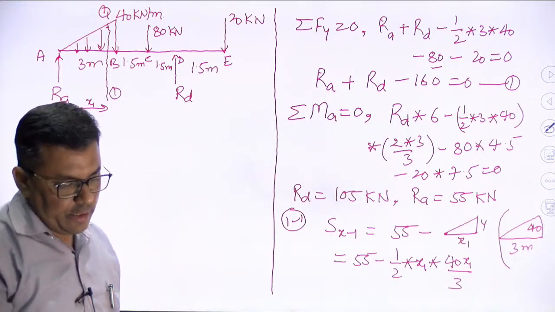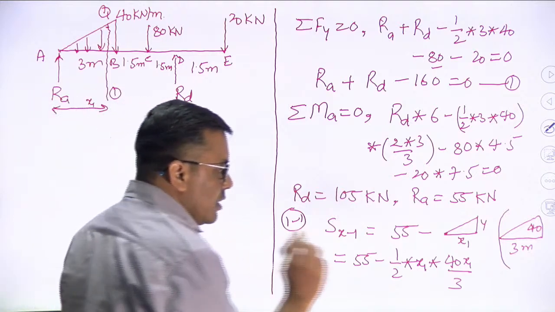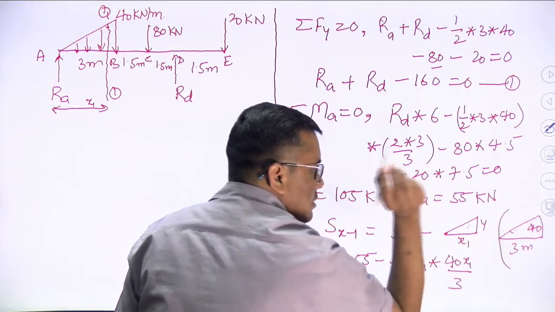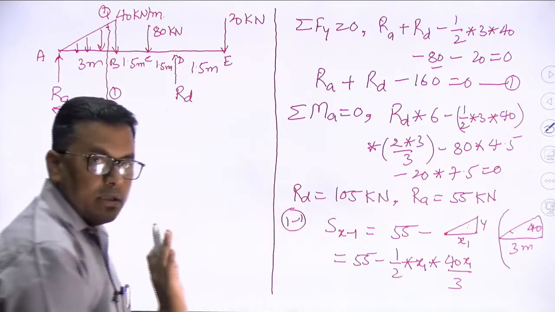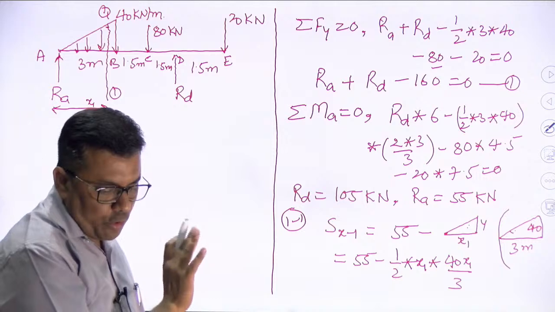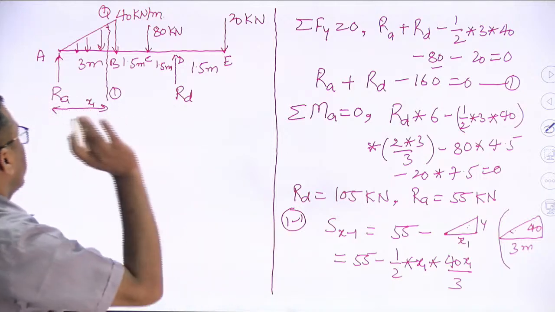Is it okay? Is it clear? I hope it is clear. 40 x1 by 3, how did this come? By comparing these two triangles. These are the similar triangles. So y upon x1 equal to 40 upon 3. Clear? Even if it is one problem today, we will complete it, so that everyone is clear and no confusion remains. Okay, so I hope this equation is clear.